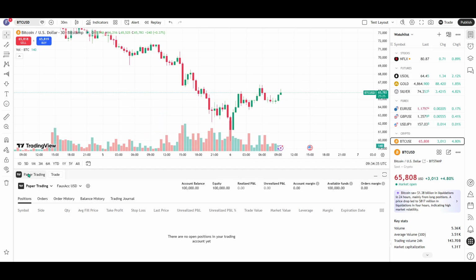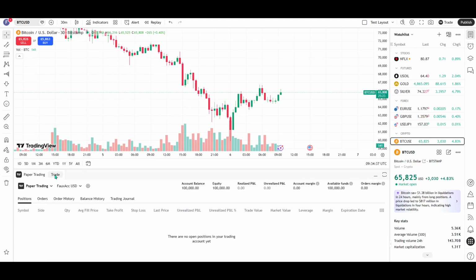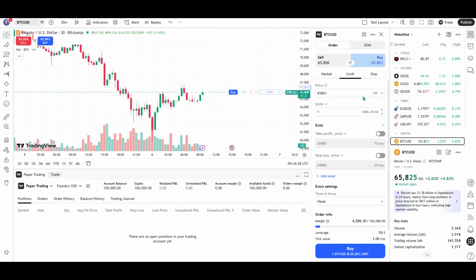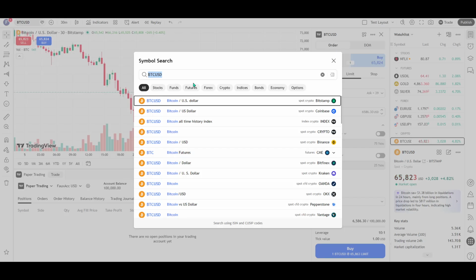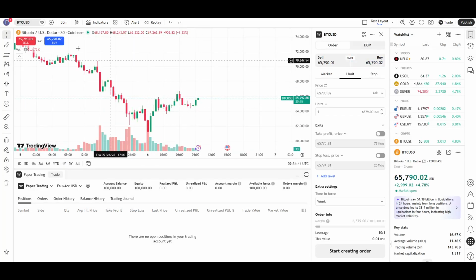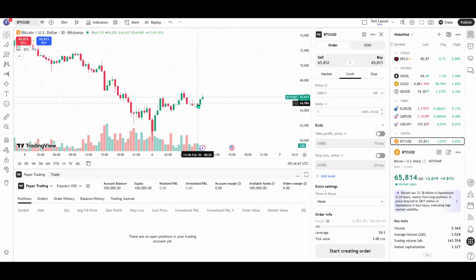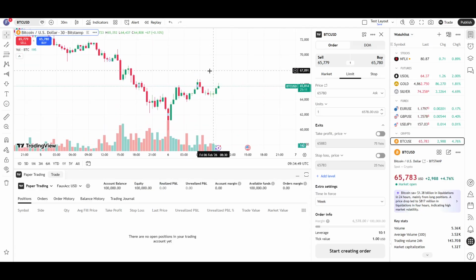Before entering anything, check the symbol at the top left of your chart. Make sure it's set to BTCUSD, which is Bitcoin quoted against the US dollar. If you see a different market, use the symbol search to switch to BTCUSD so your order routes correctly. The exchange name may appear next to the symbol, and that's okay. Just confirm it's the Bitcoin to dollar pair your broker supports. Time frame won't affect order routing. Only the symbol matters. Now you're ready to place the order.